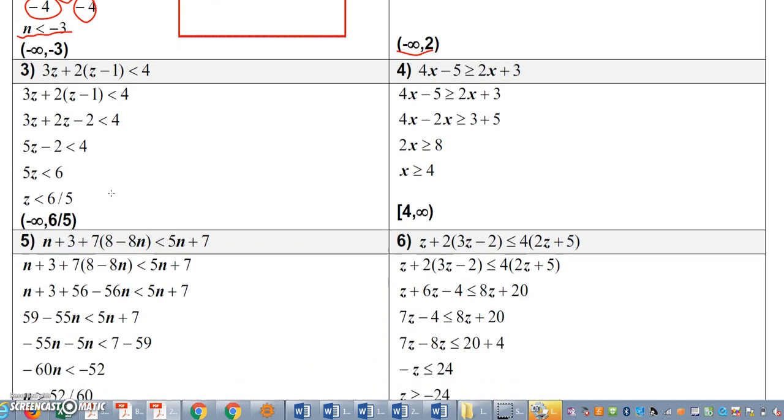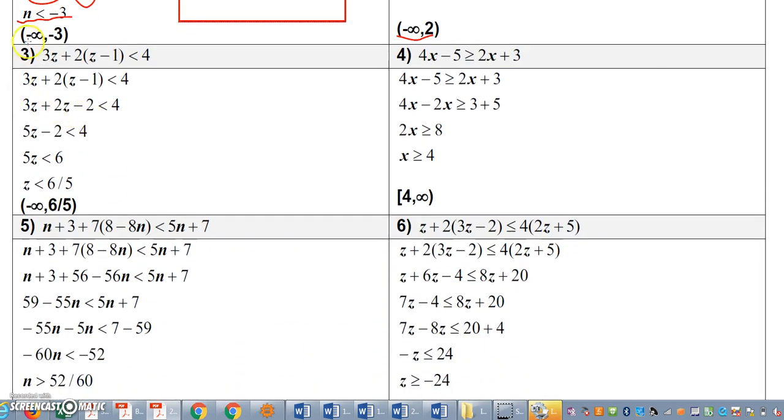Now, you start getting into some of these multi-step problems now. So here I have 3z plus 2 times z minus 1 is less than 4. So first thing I'm going to do is distribute the 2, and I know that 2 times z is 2z, and 2 times minus 1 is minus 2.